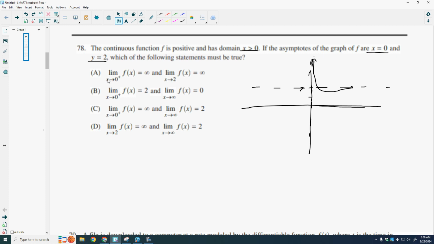All right, so the limit as x goes to 0 from the right is infinity. Yep. The limit as x goes to 2, no, we're not going to 2. Okay, the limit as x goes to infinity, or 0 from the right, is equal to 2. Nope. So that one's out, that one's out. Question C, or option C, the limit as x goes to 0 from the right is equal to infinity. Yep. The limit as x goes to infinity, okay, now we're talking, is equal to 2. Perfect. Letter C.